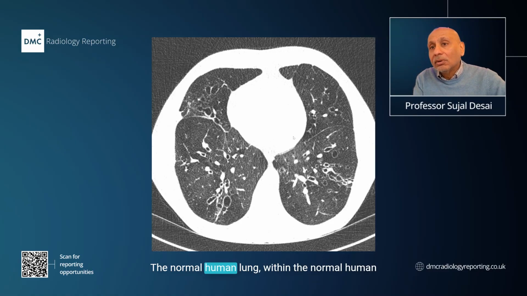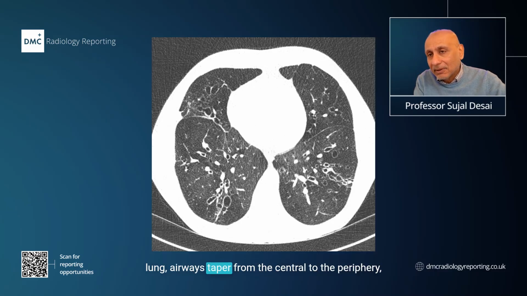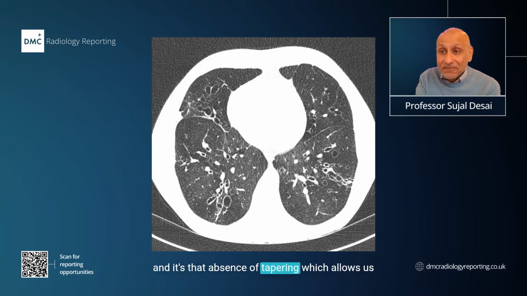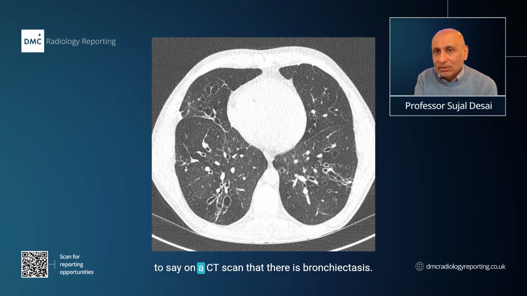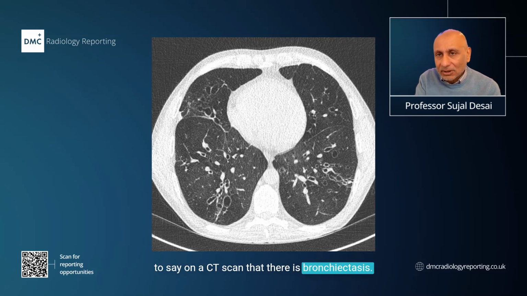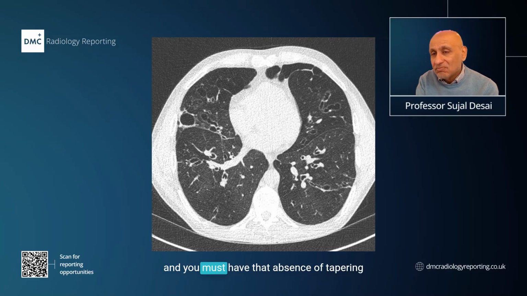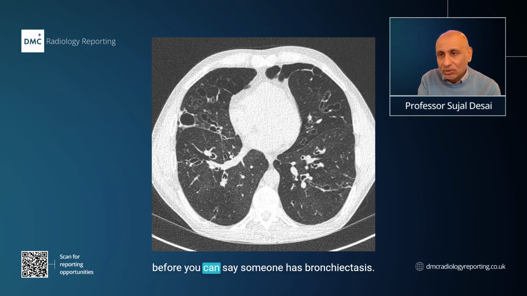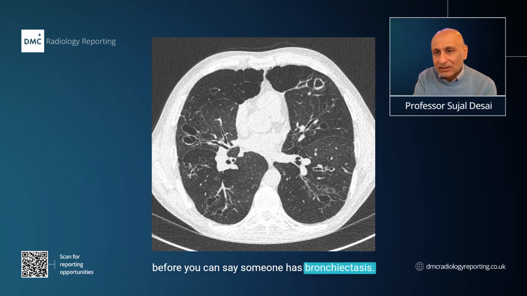Within the normal human lung, airways taper from the central to the periphery. And it's that absence of tapering which allows us to say on a CT scan that there is bronchiectasis. And that is a key cardinal sign of bronchiectasis. And you must have that absence of tapering before you can say someone has bronchiectasis.